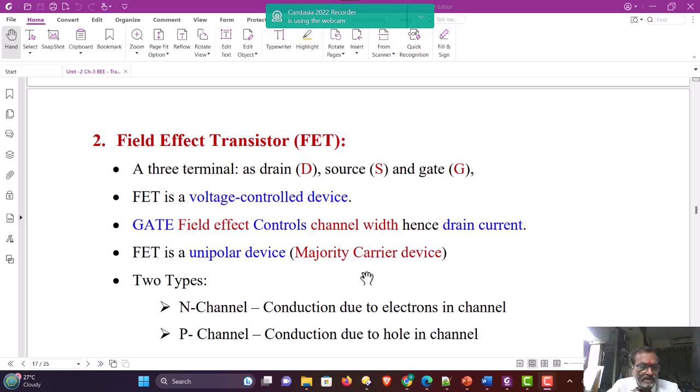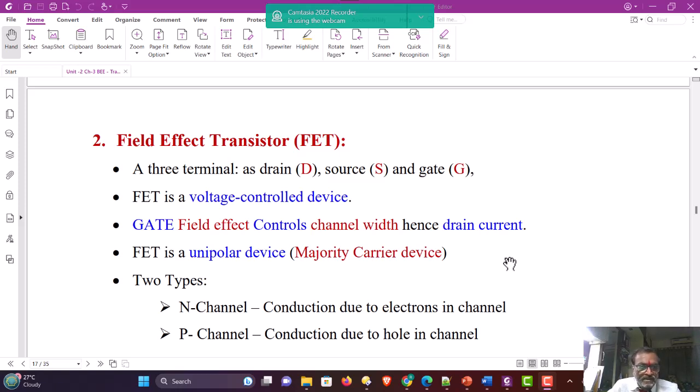In field effect transistor, the gate field effect controls the channel width and hence the drain current. What is field effect? We will see after the construction, during operation. FET is a unipolar device or majority charge carrier device.